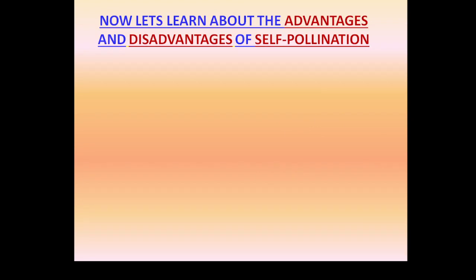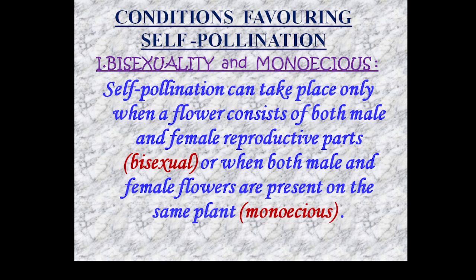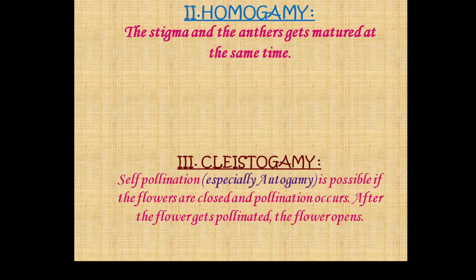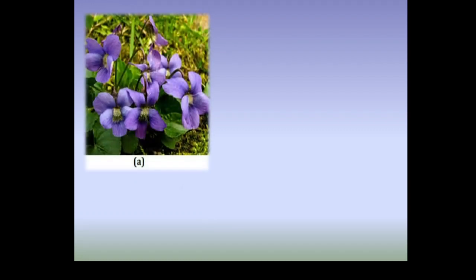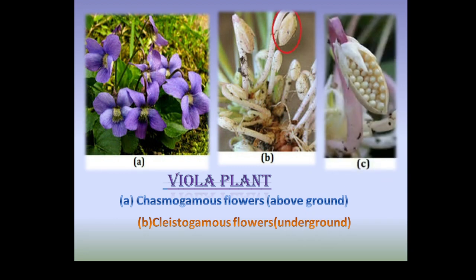Okay, now let's learn about the advantages and disadvantages of self-pollination. So you have seen the three conditions for being self-pollinated. First one is bisexuality and monoecious. You can also split it into more points. Next one is homogamy and cleistogamy. Three main we have seen, but we can divide it according to you, because bisexuality is one point you can write and monoecious is one point you can keep. No problem.